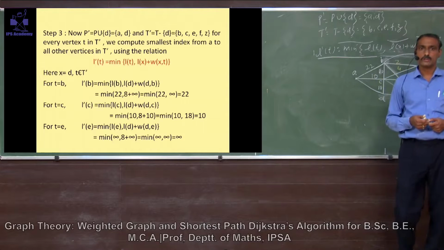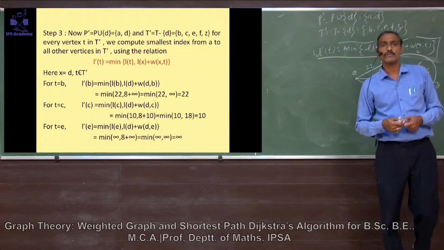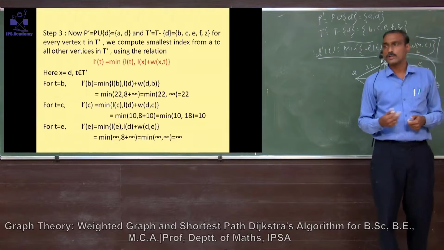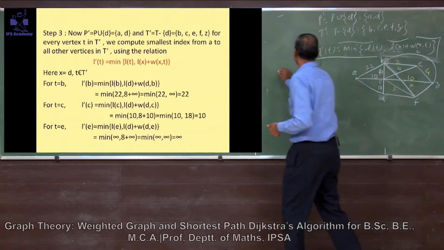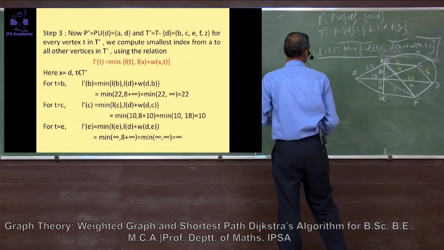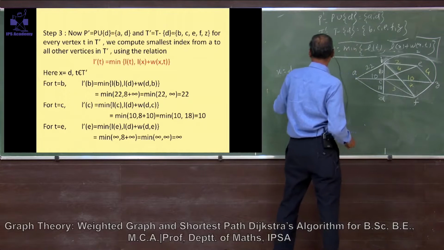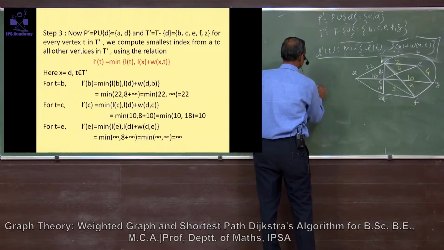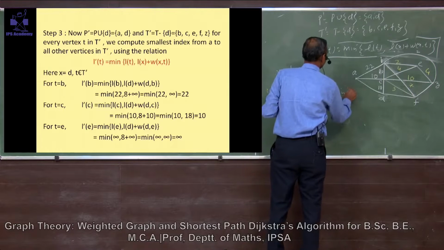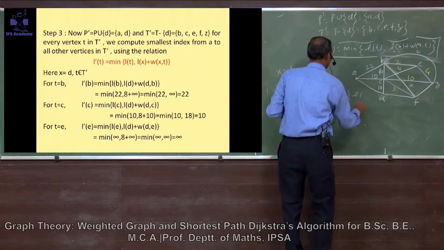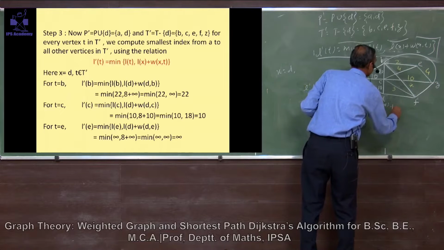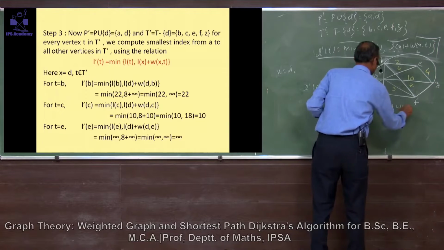using the relation L'(t) = minimum of L(t), L(x) + W(x, t). Here we take x equal to d, just as we chose in the previous step. So x equals d. Then what will the formula be? For x equal to d, the formula will be L'(t) = minimum of L(t), L(d) + W(d, t).